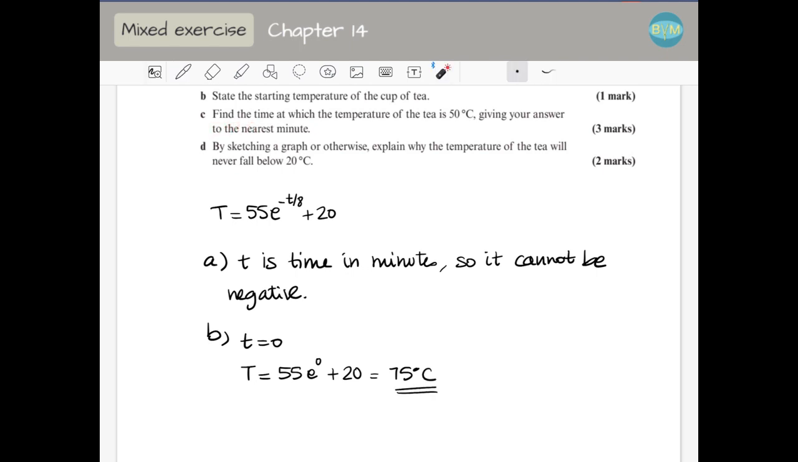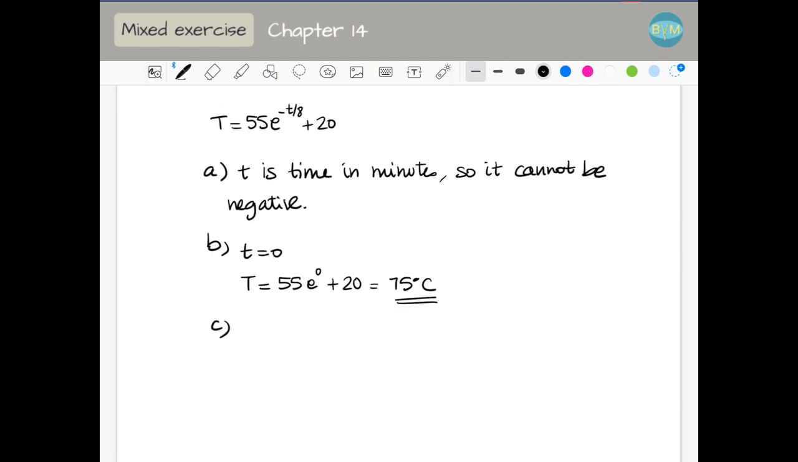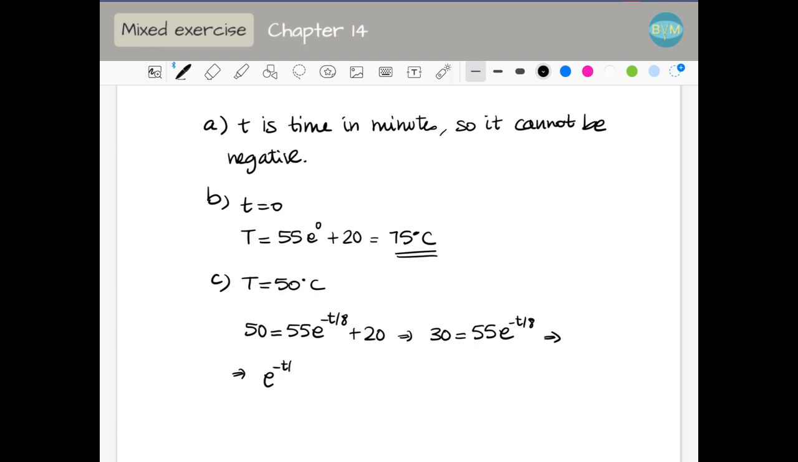C, find the time at which the temperature of the tea is 50 degrees, giving your answer to the nearest minute. So temperature is 50 degrees Celsius, so we are going to substitute into the model T, capital letter T, by 50. So I have 50 = 55e^(-t/8) + 20. I subtract 20, I have 30 = 55e^(-t/8). I divide by 55, and I have that e^(-t/8) is 30 divided by 55. We can simplify it, and it's 6/11.